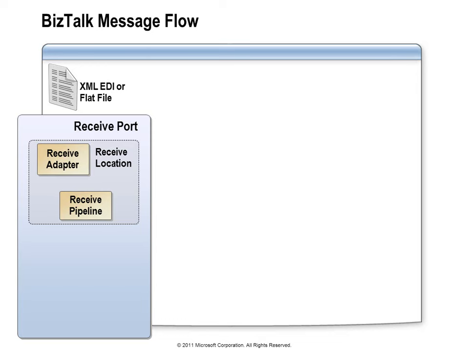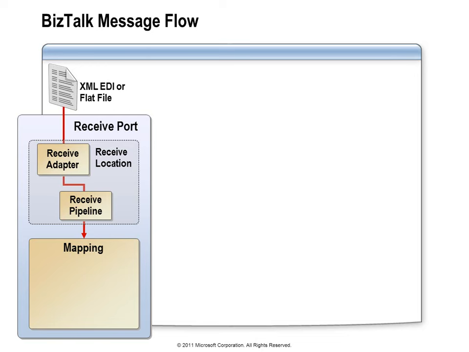So assuming we've configured everything correctly, when this message arrives and passes through this receive location, we're going to expect that we have an XML document on the other side. That's not required, by the way. You may have receive locations that just accept binary data and publish that to the message box. But if that's the case, then this next step would not be an option.